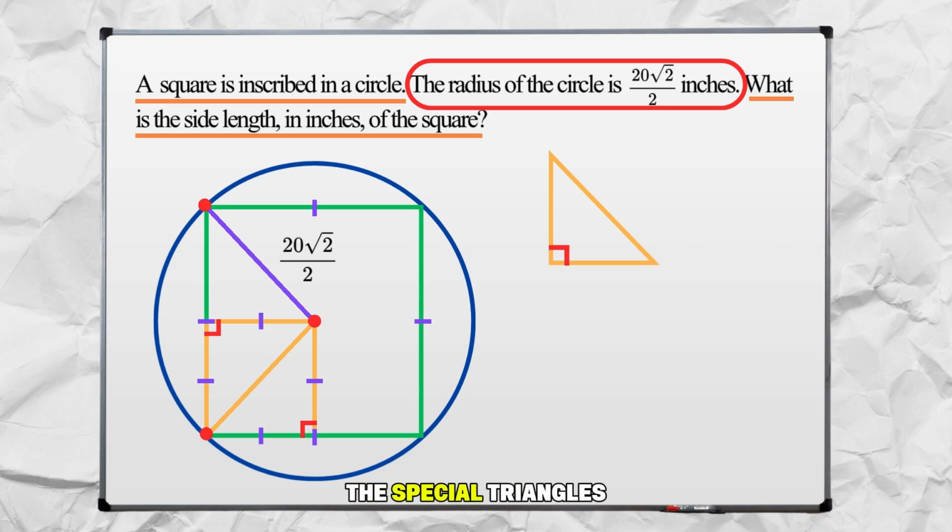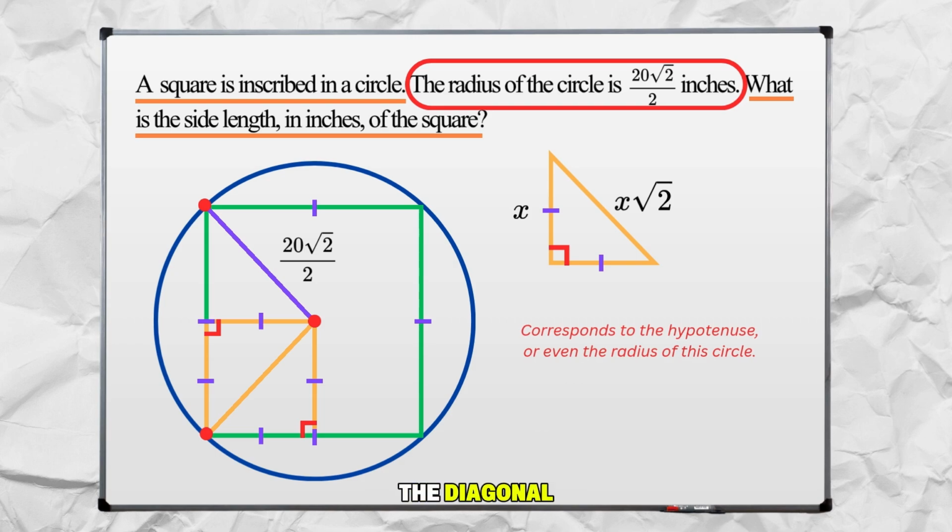These are one of the special triangles, and they're special because they're pretty easy to solve. One of the properties of a 45-45-90 triangle is that if one side is labeled x, then the hypotenuse is always going to be x times the square root of 2. Now, this is important because the hypotenuse of this 45-45-90 triangle corresponds to the hypotenuse, or the diagonal, or even the radius of this circle. They're all the same thing.